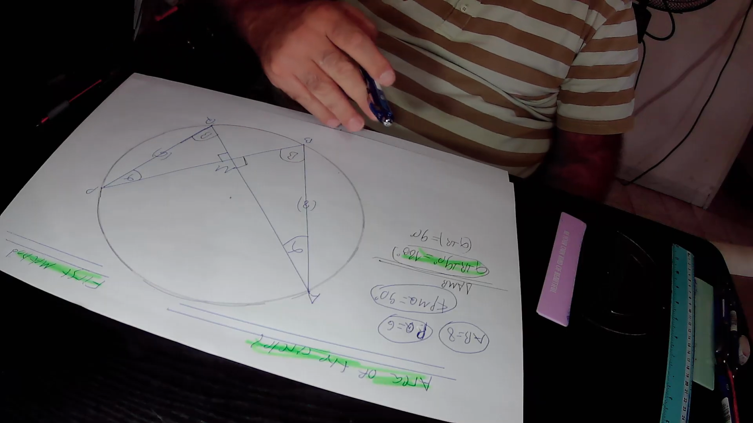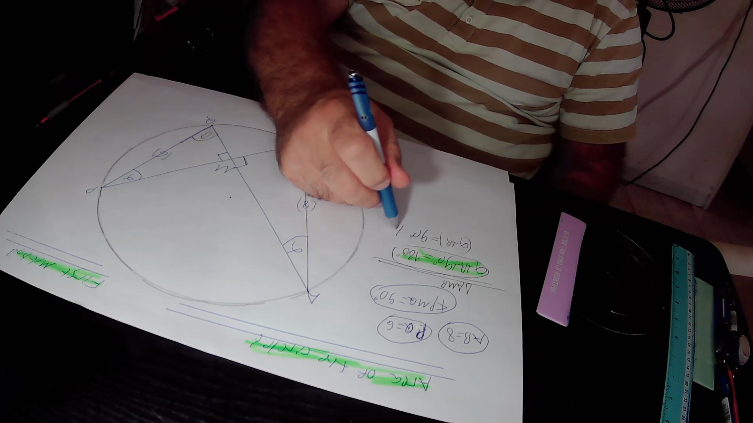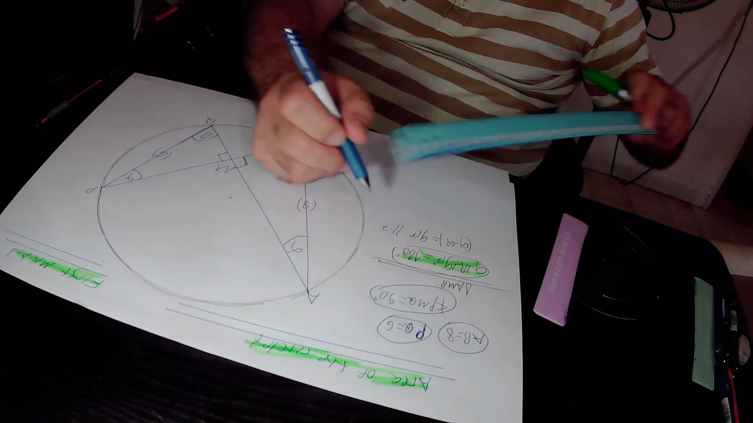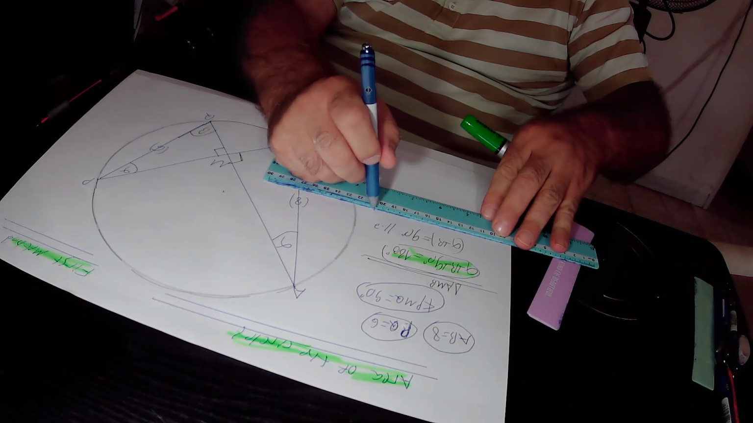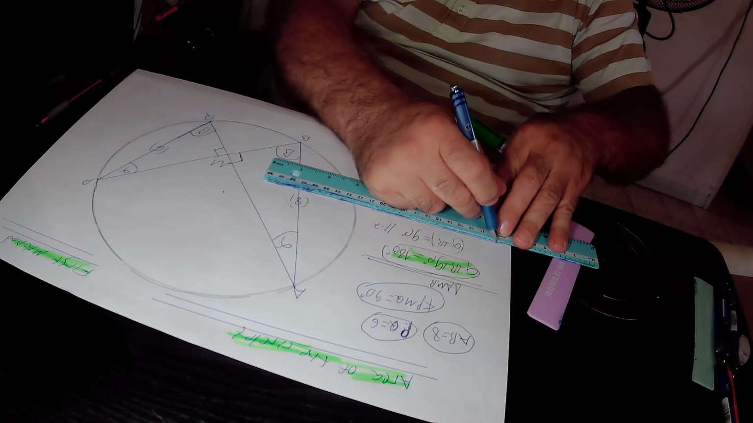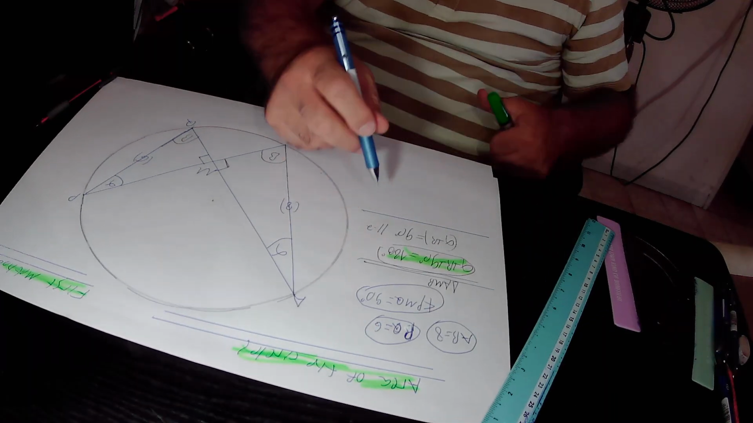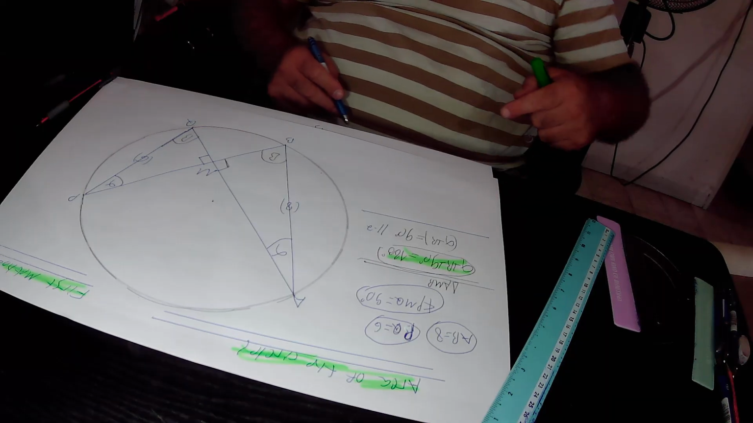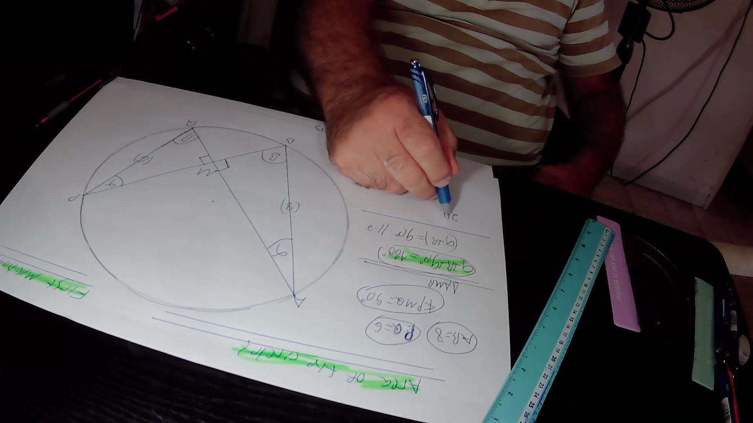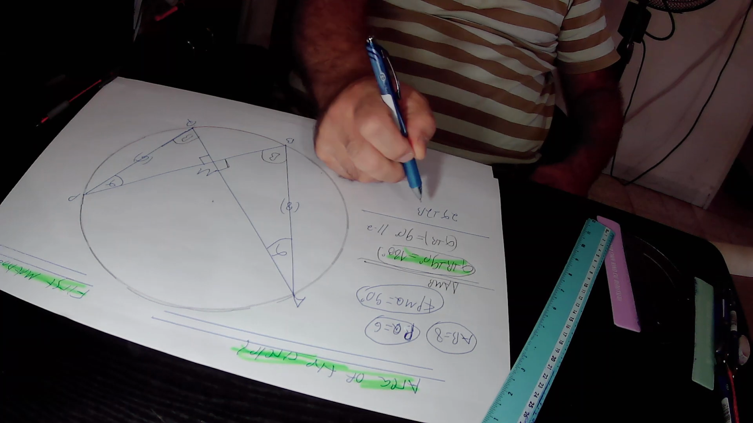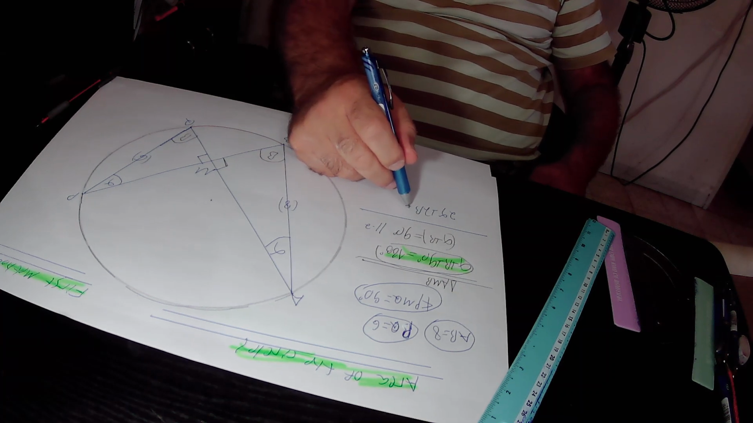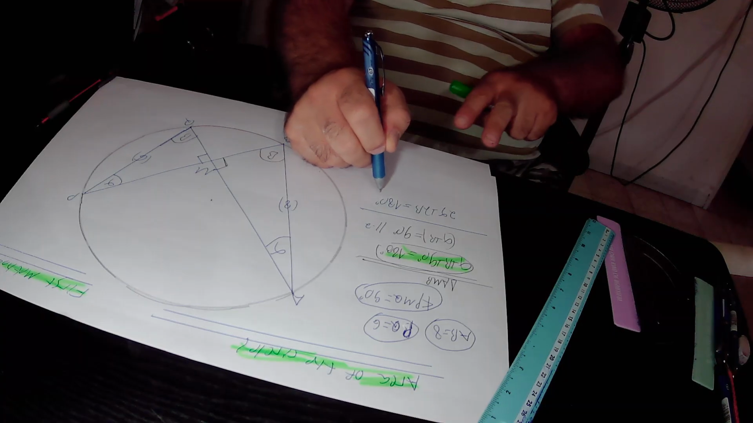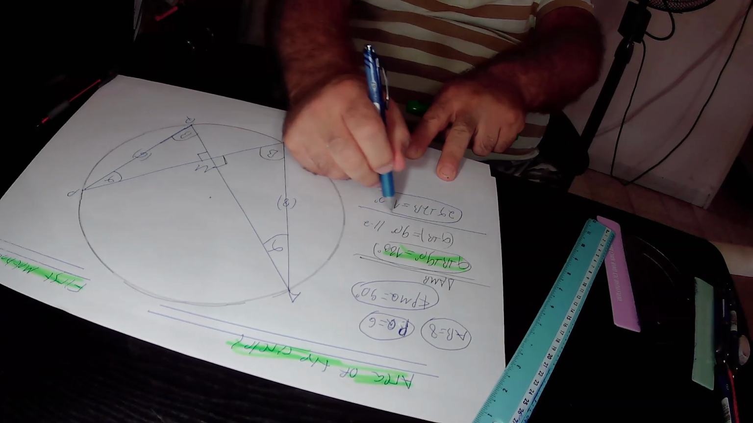Here we will multiply this equation by 2, and we will get that 2 alpha plus 2 beta equals 90 degrees times 2, which is 180 degrees. So in total we found out that 2 alpha plus 2 beta equals 180 degrees.